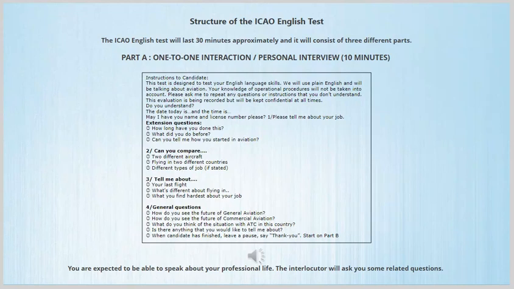Thank you. That's the end of part A, and we'll go on to part B.